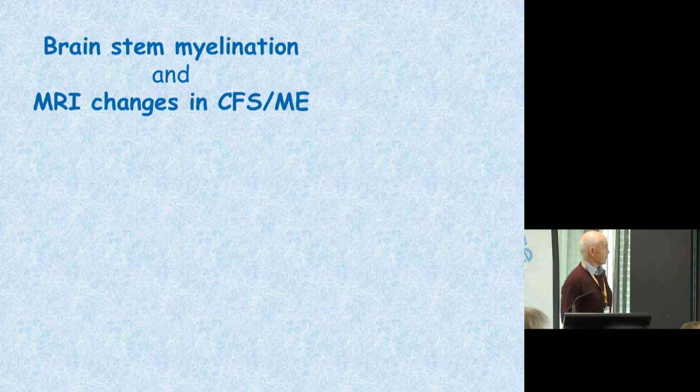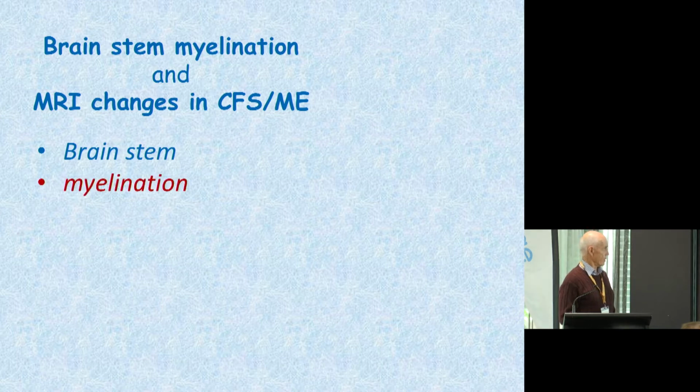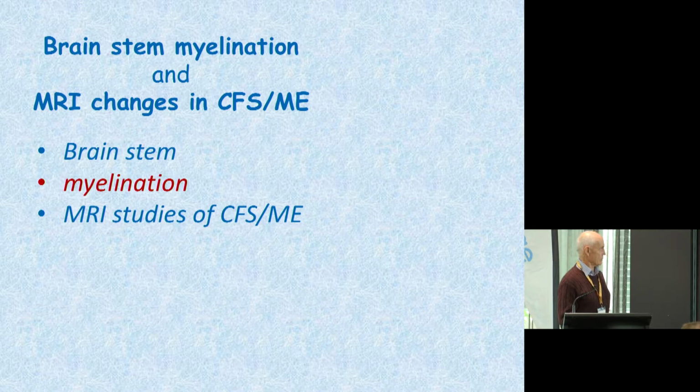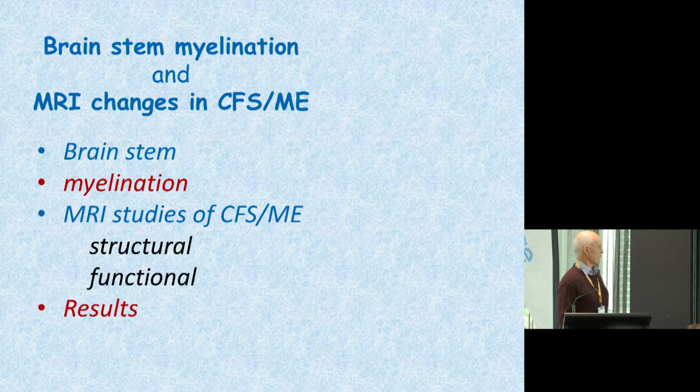So, in summary, I'll just give you an intro to the brainstem, to myelination, and then talk about the methods we used in our MRI studies of CFS-ME. We employed both structural MRI, although we did it differently to most, and functional MRI. And then we'll look at the results and end with conclusions.